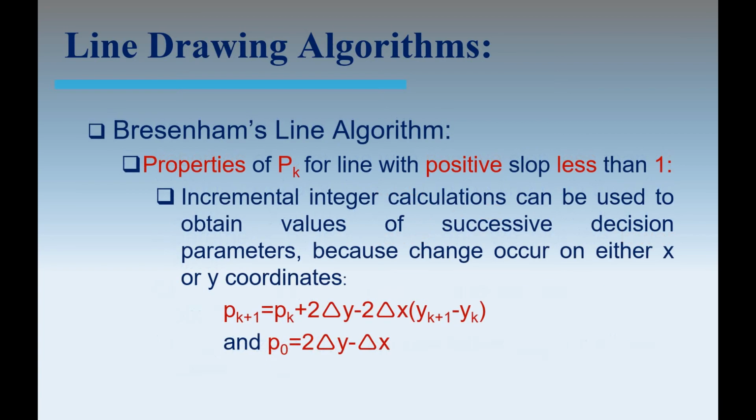All right, we will come to the computer graphics point of view. Properties of pk for a line with positive slope less than 1.